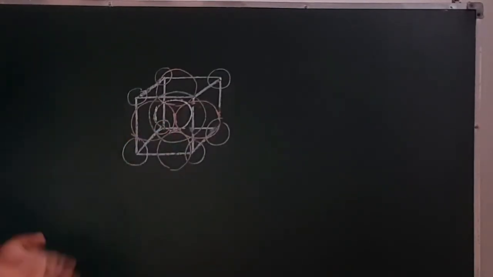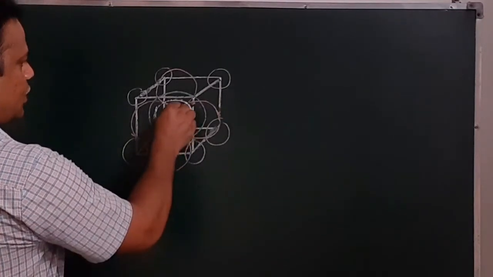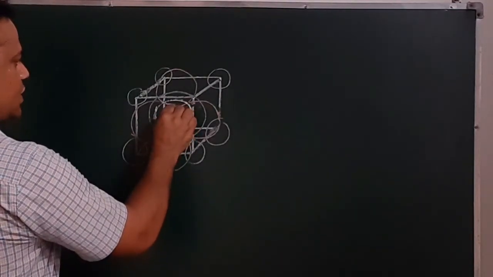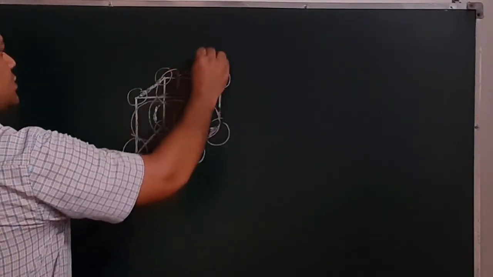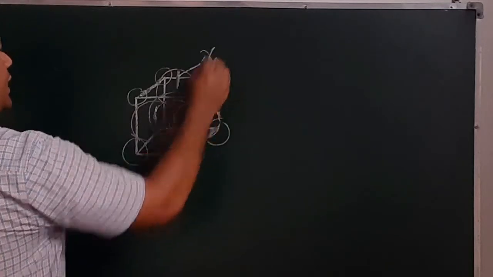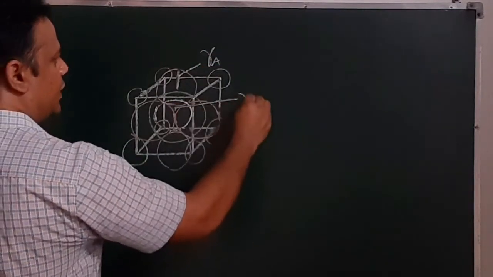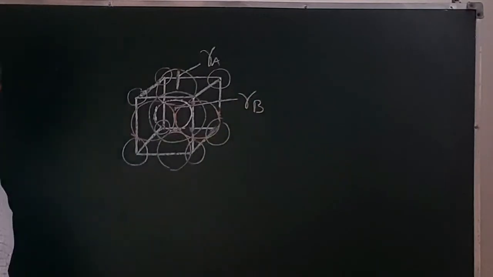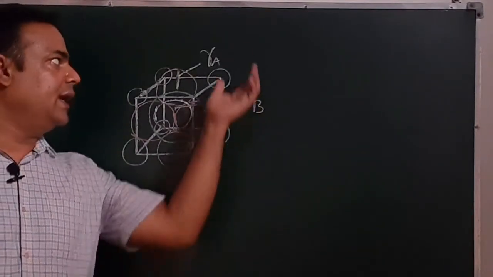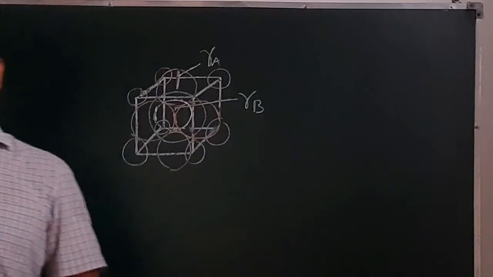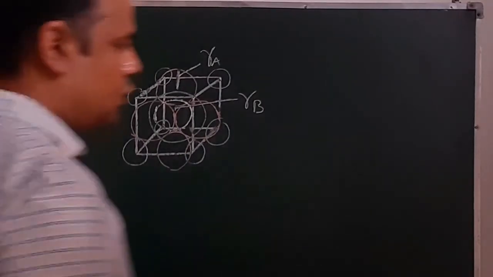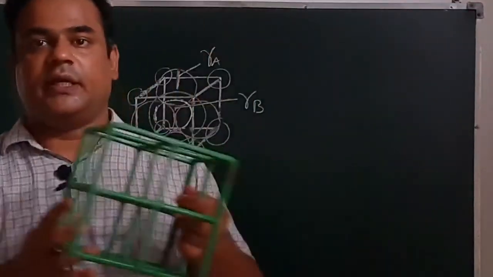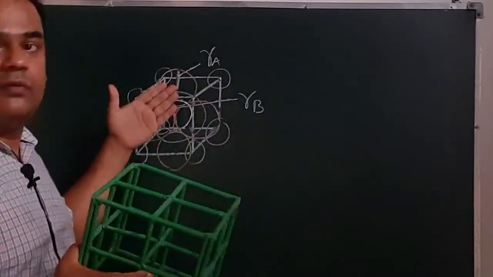To understand it, we have to establish the relationship between the radius of this octahedral void and the radius of the atom. This radius of the atom, suppose RA, and this is the radius of the octahedral void, RB. So we have to establish the relationship between RA and RB. To understand this, we have to use a model. So we'll see the unit cell again. You have to compare with this structure.